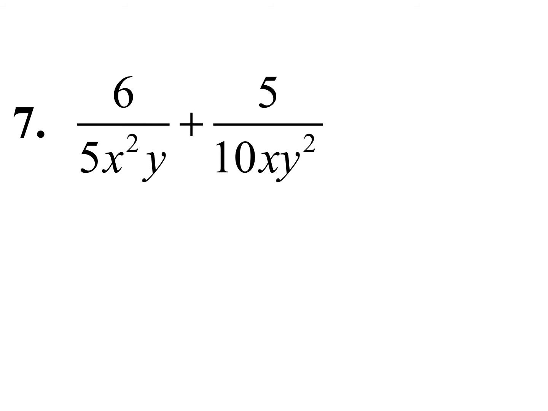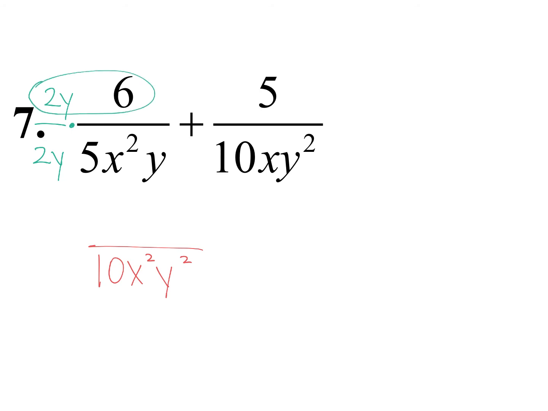Okay, anyway, for this one, what would your common denominator be? 10x squared y squared. Okay, so that's your common denominator. What does that mean you have to multiply by on the left? 2y over 2y. Okay, so up top you get 12y.